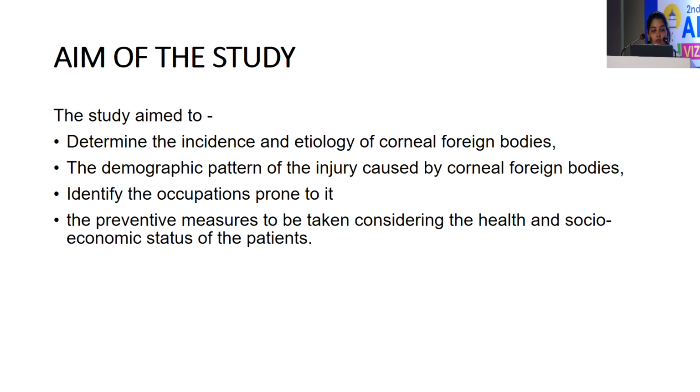The study was aimed to determine the incidence and etiology of corneal foreign bodies, the demographic pattern of the injuries caused by them, to identify the occupations prone to it, and to know about the preventive measures to be taken considering the health and socio-economic status of the patients.